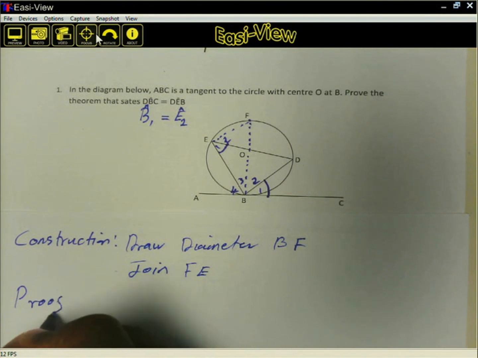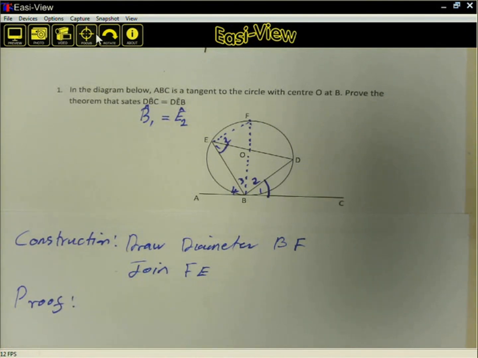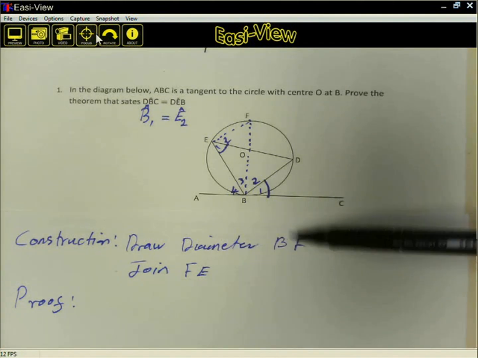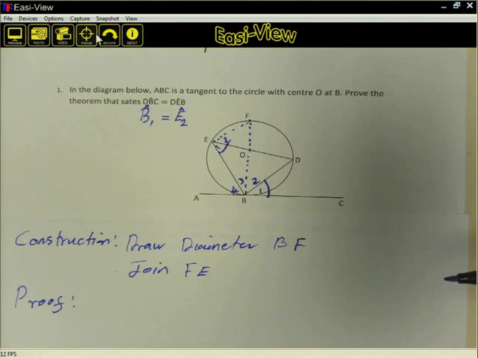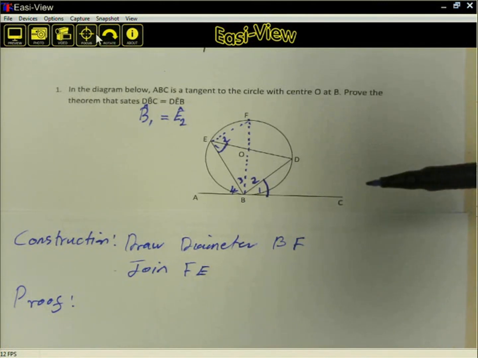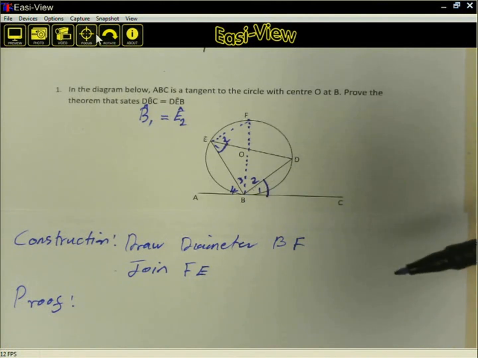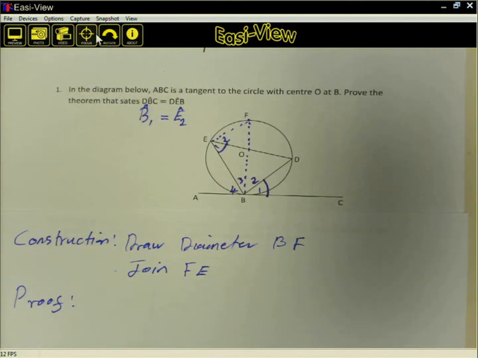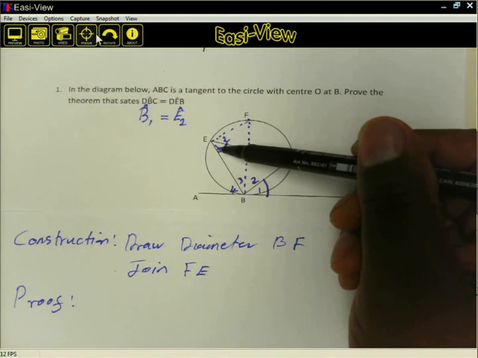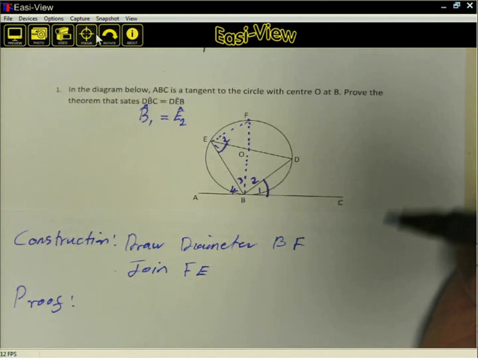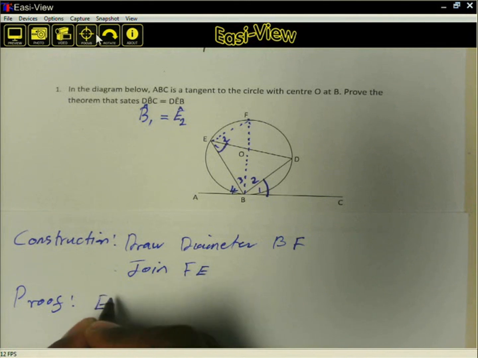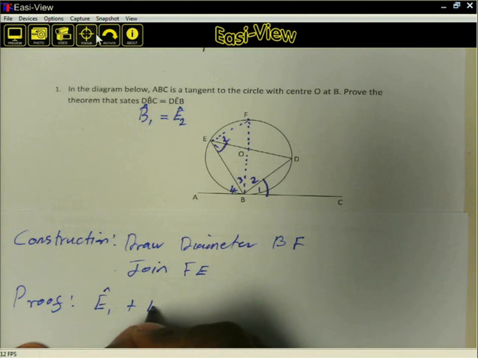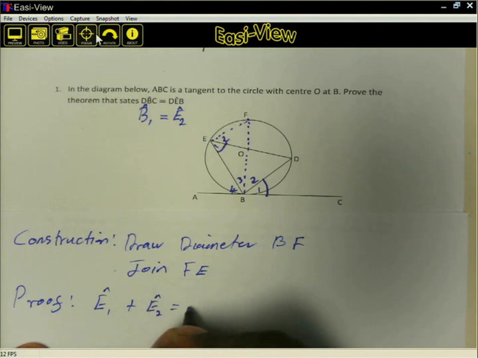Let's prove now. Now here is the proof. If we look at the diagram, in our construction, we have drawn diameter BF. Check, BF is a diameter. So we know the theorem that states an angle subtended by diameter is equal to 90 degrees. So you look here, you'll see that angle E1 plus angle E2 gives us 90 degrees because it's an angle subtended by diameter.